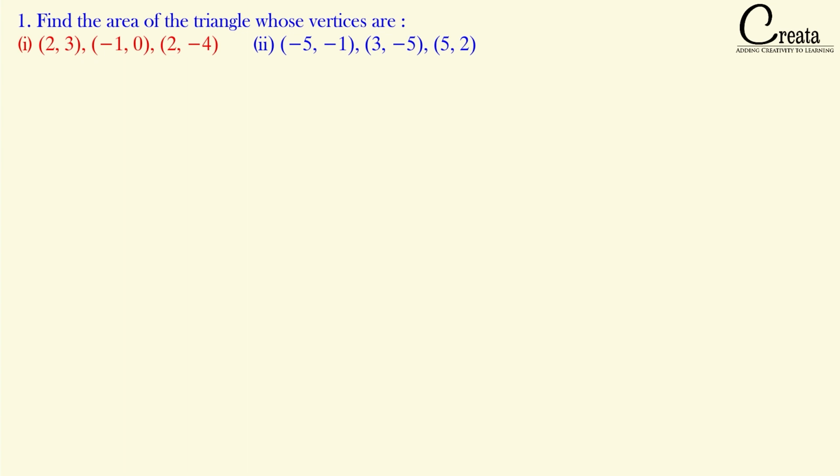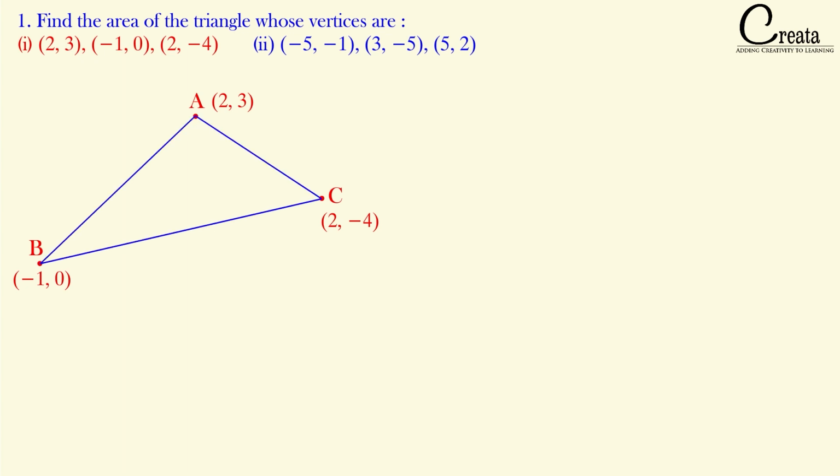In this question, we have to find the area of the triangle whose three vertices are given. These are the 3 points. Let's give the name to the 3 points as A, B and C. By joining the 3 points, we are getting a triangle. And in the question, we have to find the area of the triangle. Let's assume the point A as x1, y1, point B as x2, y2 and point C as x3, y3.